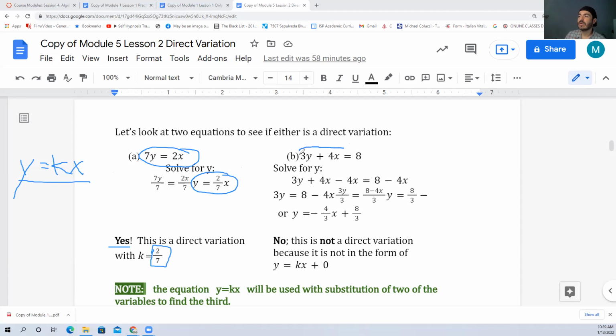They give us another equation, 3y plus 4x equals 8. Solve for y. They do. They take the 4x and bring it to the right side of the equation. They divide each side of the equation by 3, and they come up with y is equal to negative 4/3 x plus 8 over 3. This is a linear equation, meaning it does make a line, but it's not a direct variation because of this 8/3. All right. And we'll see more what that looks like visually in a later lesson.